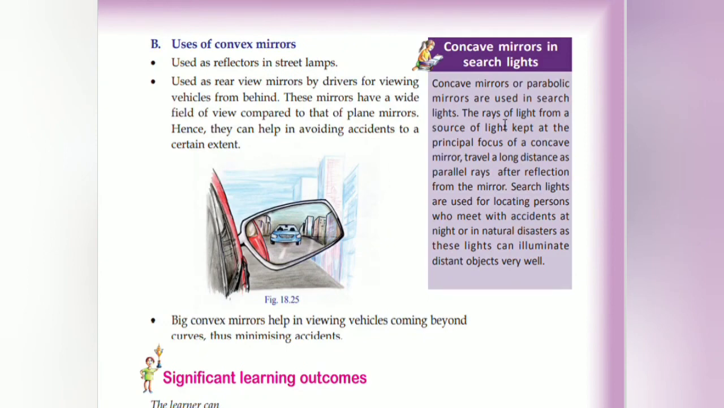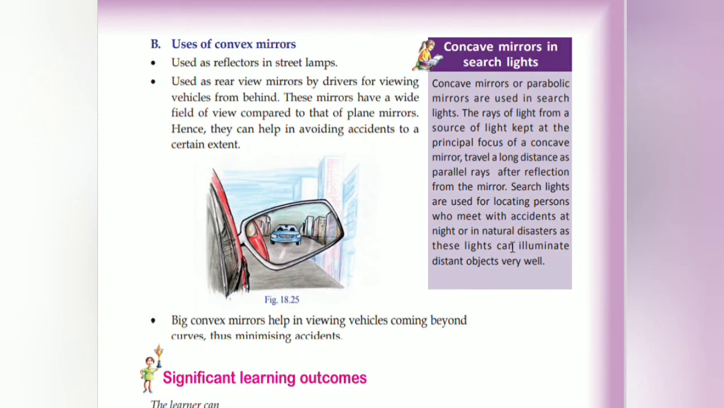Concave mirrors in searchlights. Concave mirrors or parabolic mirrors are used in searchlights. The rays of light from a source of light kept at the principal focus of a concave mirror travel to a long distance as parallel rays after reflection from the mirror. Searchlights are used for locating persons who meet with accidents at night.